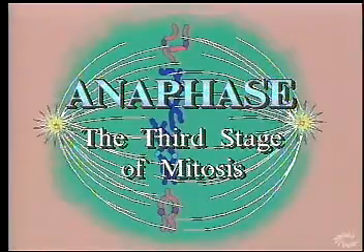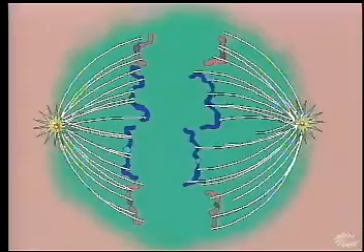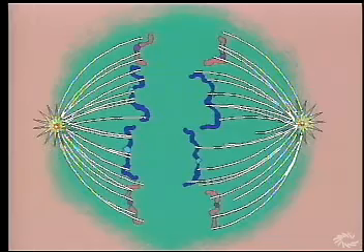Throughout this short 5 to 10 minute stage, the chromosomes are attached to the spindle fibers, and the centromeres that bind the sister chromatids together split apart. The splitting of the centromeres signals the start of the third stage of mitosis, called anaphase. Anaphase is defined as the stage of mitosis when the sister chromatids separate and move toward opposite poles of the cell. And when this happens, they are no longer called sister chromatids. They are now called daughter chromosomes.